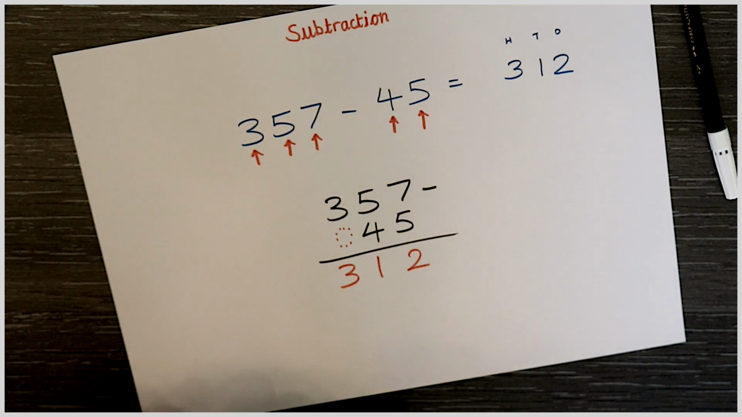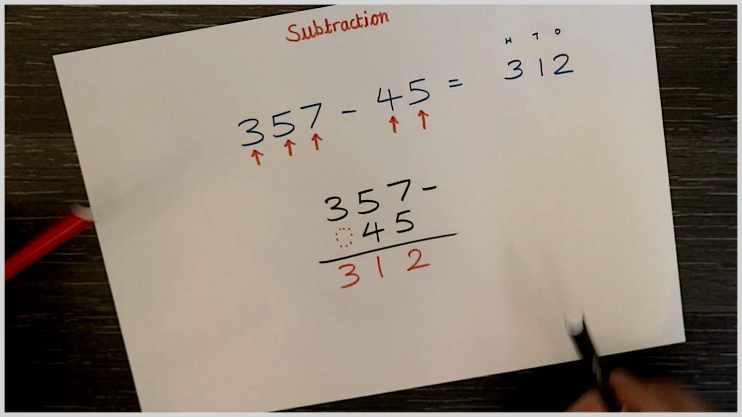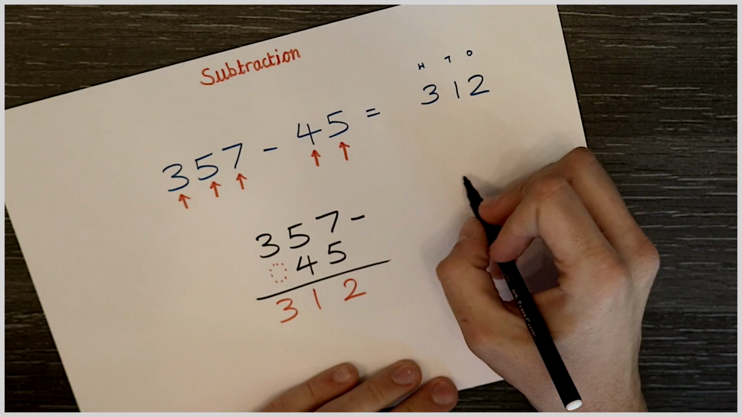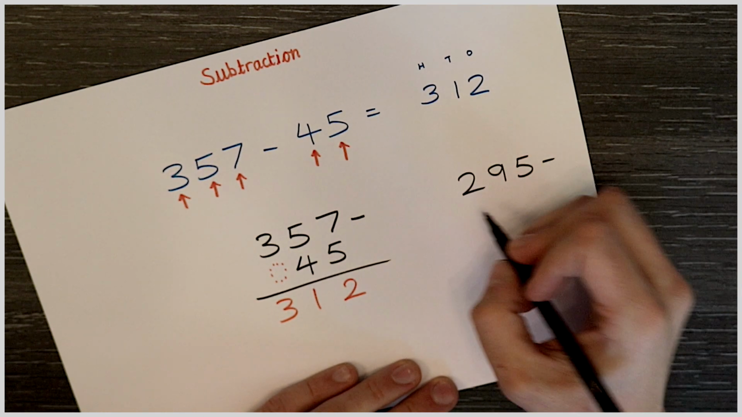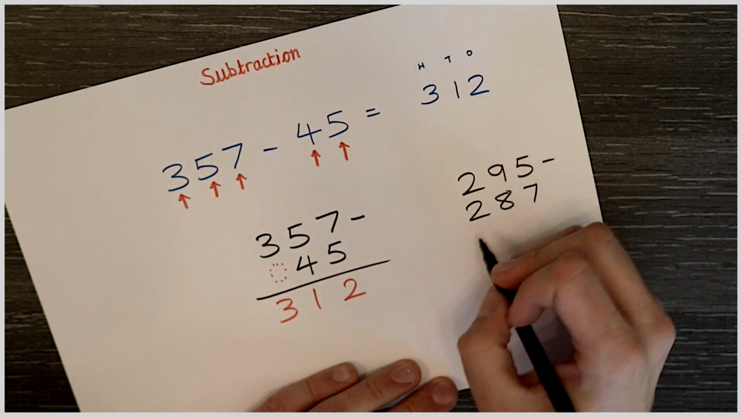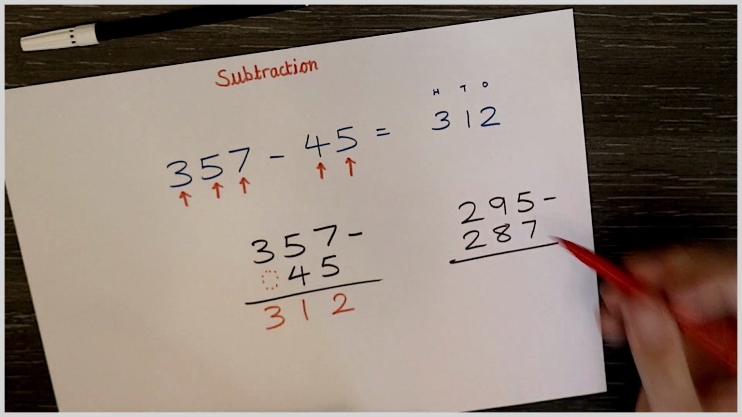Now, the good thing about subtraction is that you can do it a number of different ways, and this is where people get confused. If you have, let's do 295, and we want to take away 287. Now, you could do it this way. You could do your column method way. Let's just get the answer.